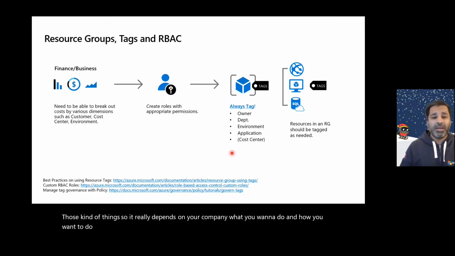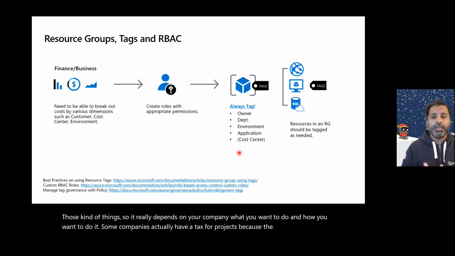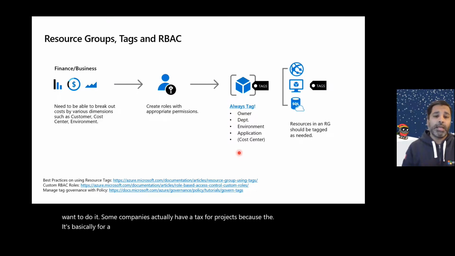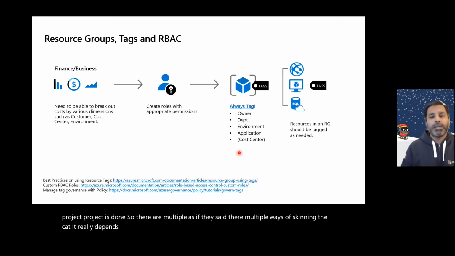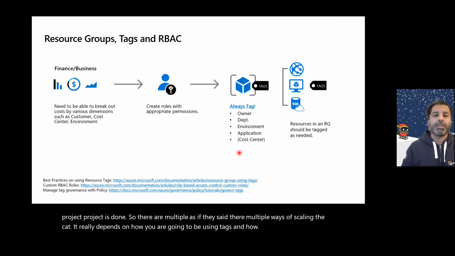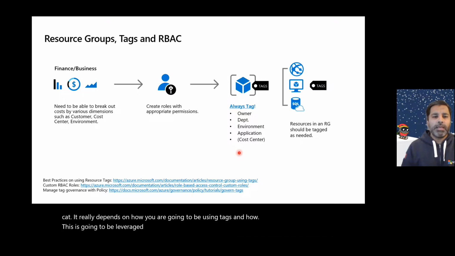Some companies actually have tags for projects, because it's basically for a specific project they're doing, and then it goes back to a cost center after the project is done. So there are multiple, as they said, multiple ways of skinning the cat. It really depends on how you are going to be using tags and how this is going to be leveraged in your environment. And then this should be done to make sure that it really makes sense for you.